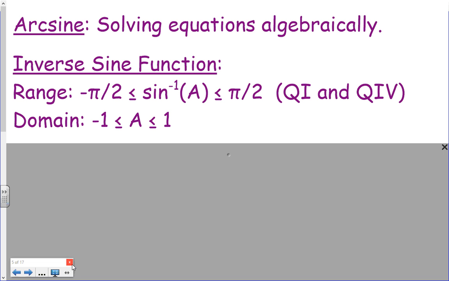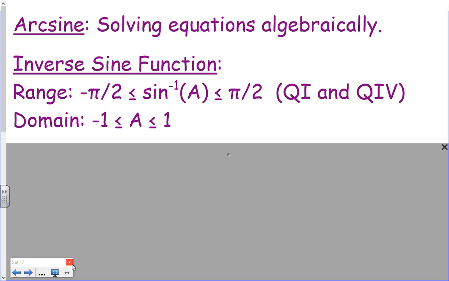We restrict its domain, so now it becomes invertible. That domain now becomes the range of our inverse function. So the range of sine inverse is from negative pi over 2 to positive pi over 2. That's quadrants 1 and 4 if you're sketching this as an angle in standard position. And the corresponding range then of the original sine function becomes the domain of our inverse function. So the domain here is from negative 1 to 1.